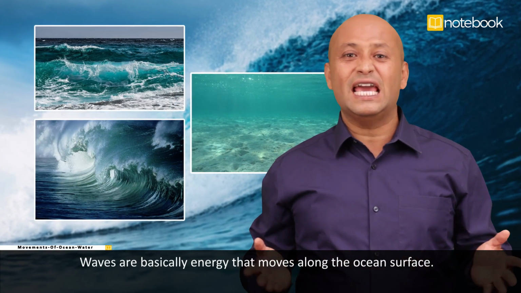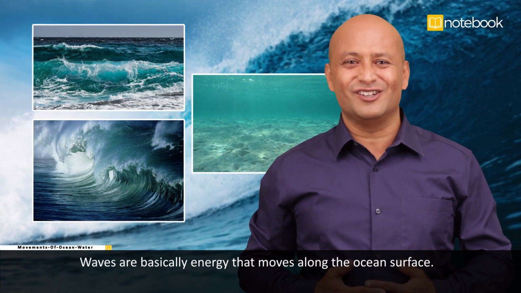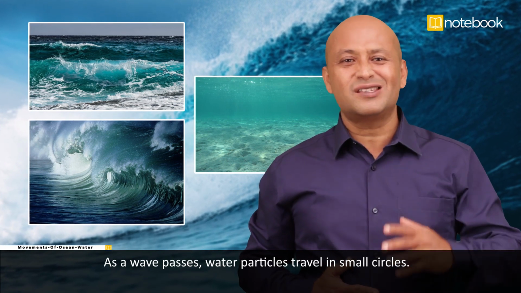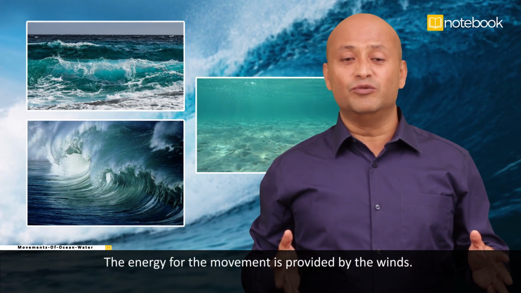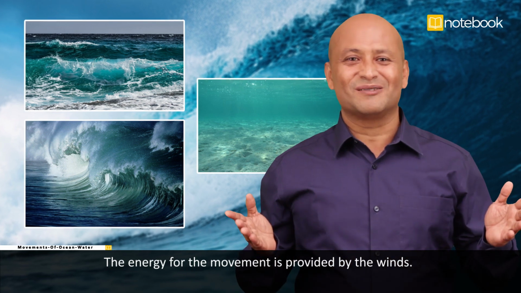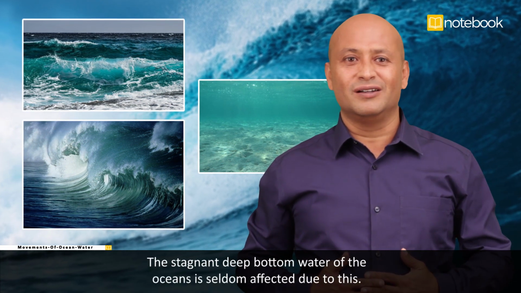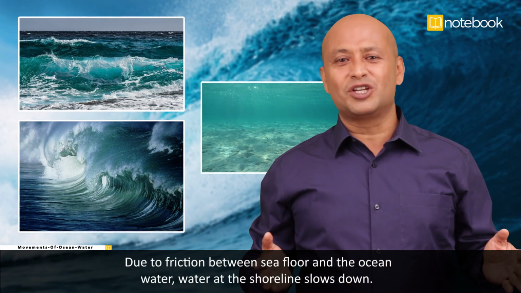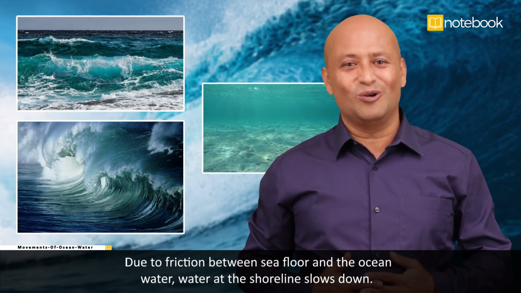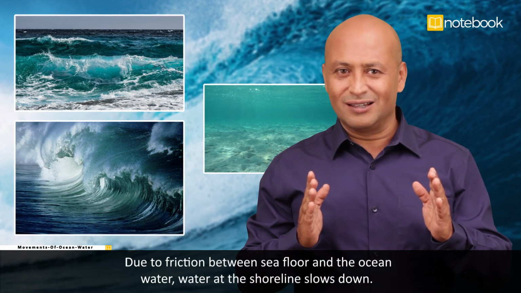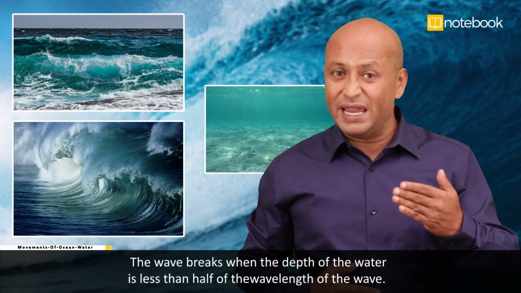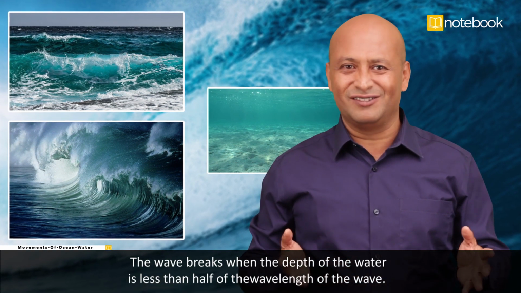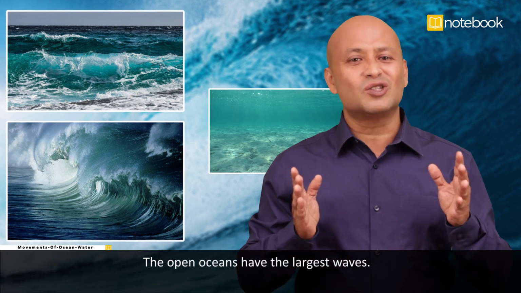Waves are basically energy that moves along the ocean surface. As a wave passes, water particles travel in small circles. The energy for the movement is provided by the winds. The stagnant deep bottom water of the ocean is seldom affected by this. Due to friction between the seafloor and the water, water at the shoreline slows down. The wave breaks when the depth of the water is less than half of the wavelength of the wave. The open oceans have the largest waves.